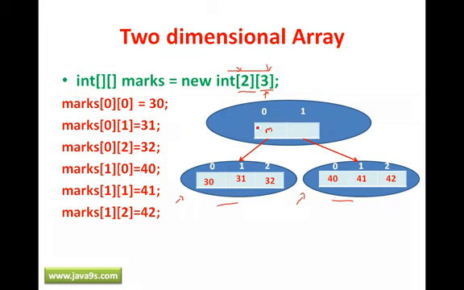That means you need to say that marks of 0 of 0 is 30 here, marks of 0 of 1 means 31, marks of 0 of 2 means it's 32, then marks of 1 of 0 is going to be 40, marks of 1 of 1 means it's going to be 41, marks of 1 of 2 is going to be 42. That's why you navigate to fill the values into a 2-dimensional or multi-dimensional array. You need to start from the parent and start flowing down to the child indices.